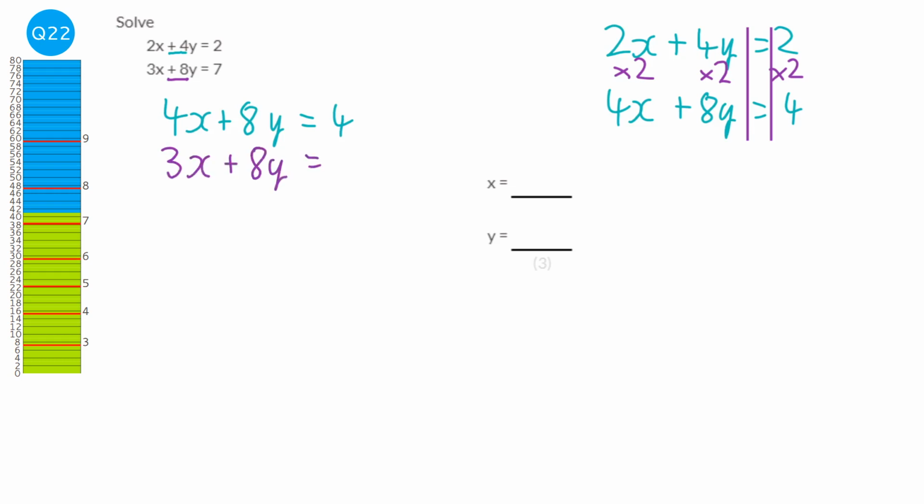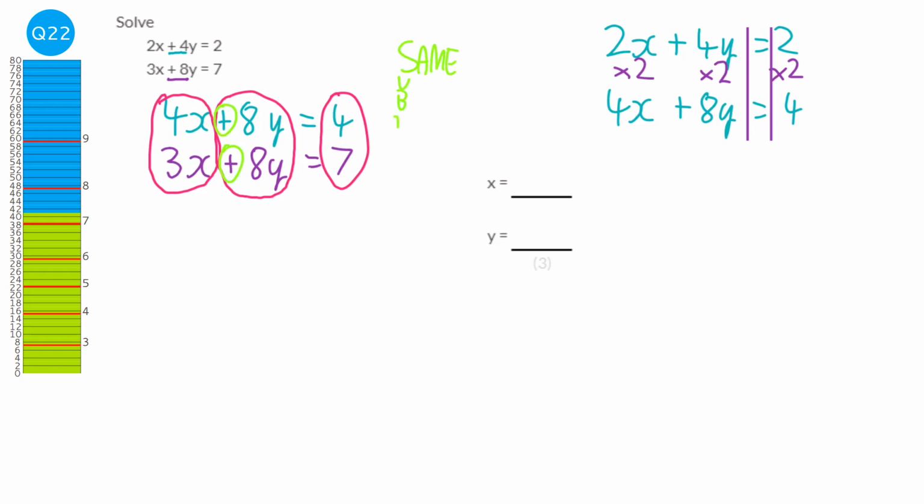And now we have the same coefficients. So if we put in our circles, because obviously with simultaneous equations we work downwards, and we look at the signs now before the 8y's. So we've got a plus and a plus. Well, if they're the same signs, we subtract going downwards. If they are different signs, we add going downwards. The D in different, the D in add, the S in same, the S in subtract. Well, they're both pluses, so we're going to subtract.